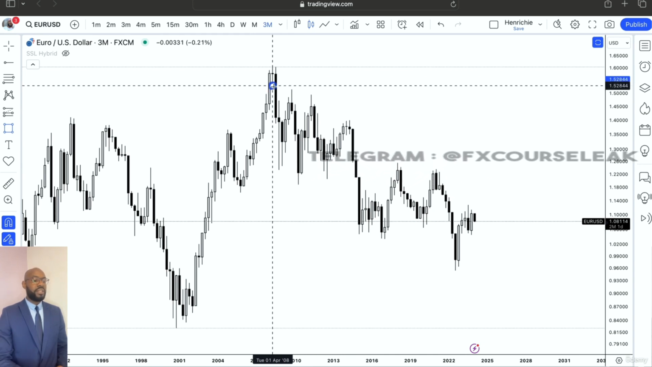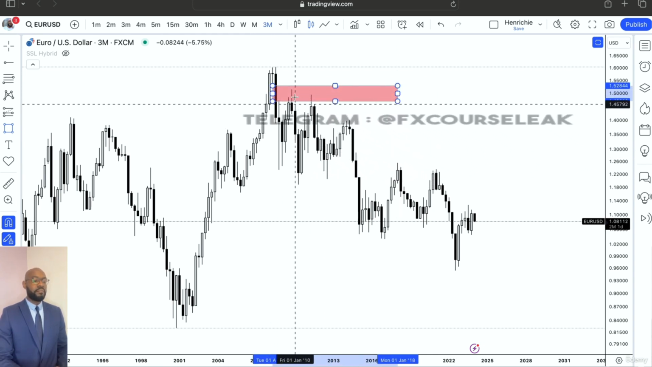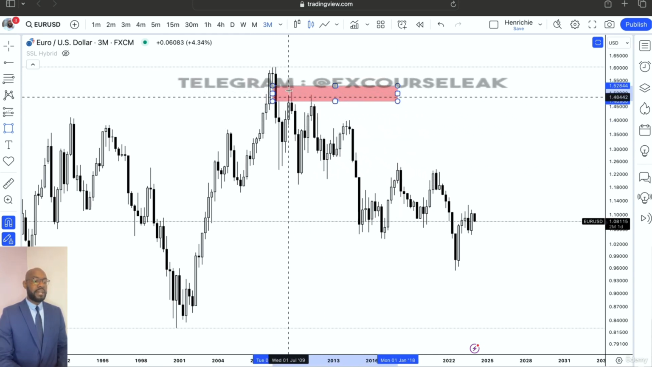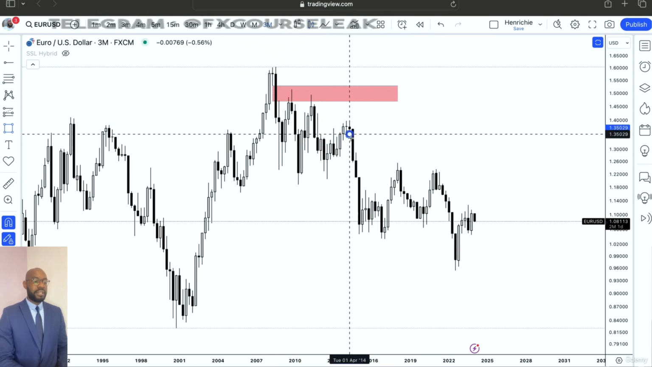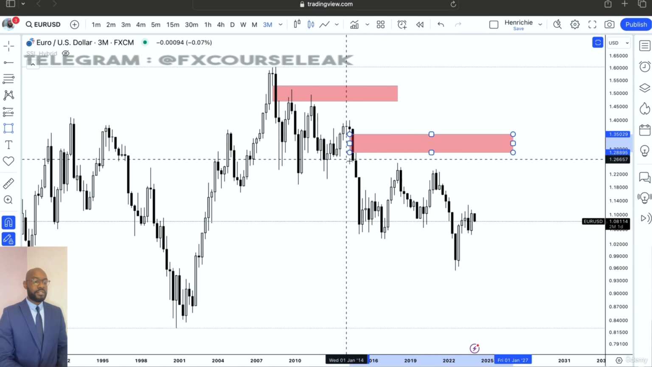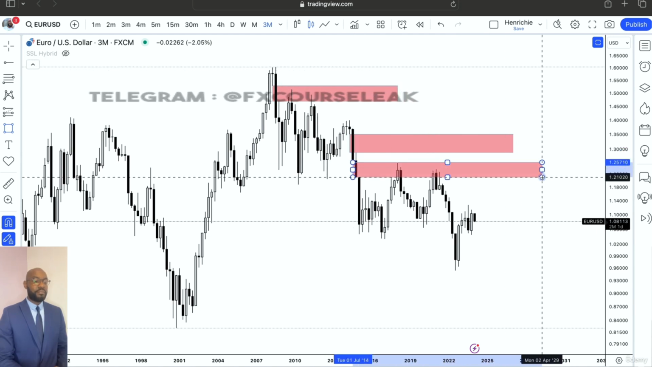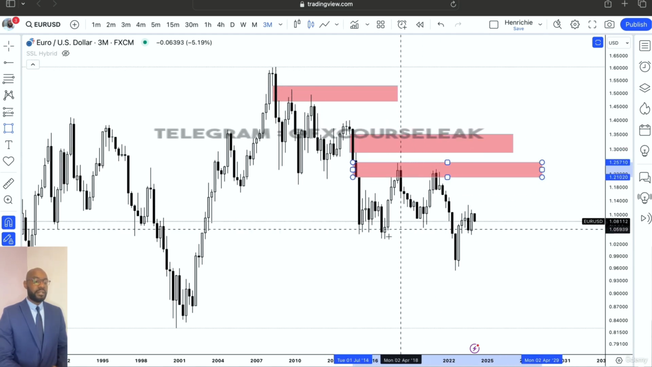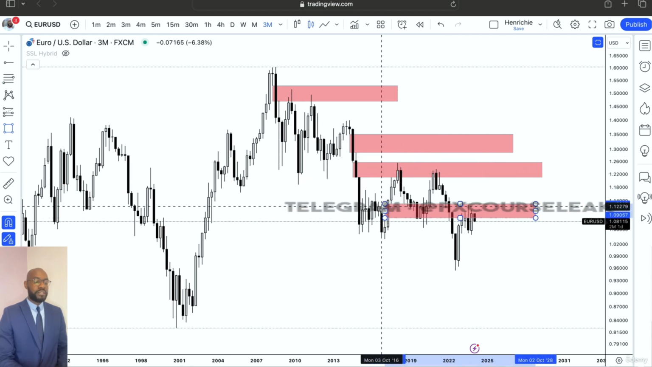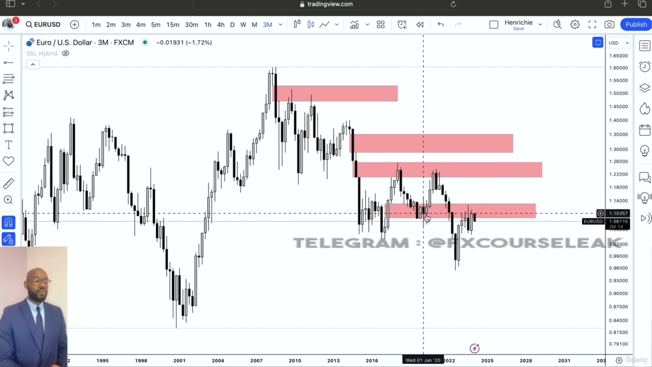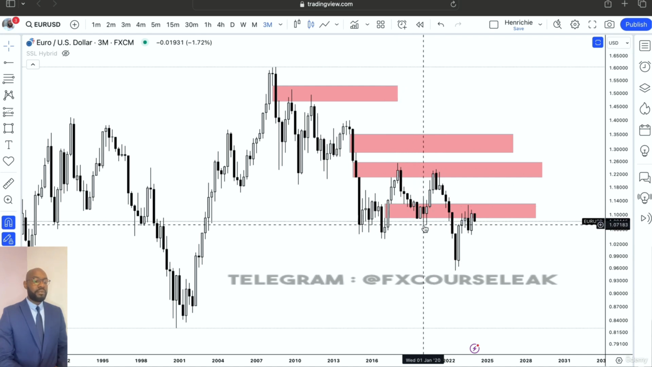So firstly, we can see this inefficiency resting right here, and you can see how price used it as a resistance zone, tapped into it, dropped down, and tapped into it again the second time. And then you can also see this one right here. Price didn't get up to it, and then you can see this one. You can see how price tapped into it and will drop down. And right here, you can see this one resting right here. Now, this one did not eventually take price to the upside.